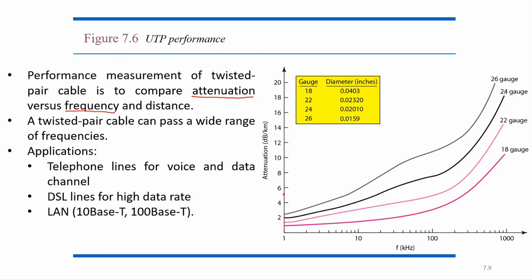So here different gauges are shown. Gauge of the wire basically refers to the diameter of the wire. So if the diameter of the wire is high, there will be high attenuation. If the diameter of a wire is less, then less attenuation will be there.